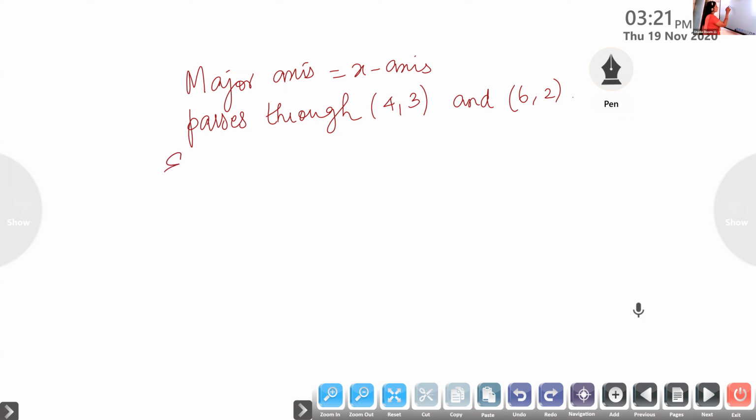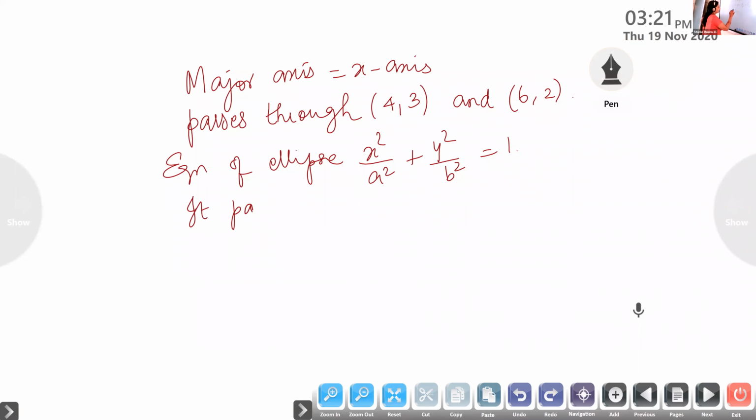So the major axis is the x-axis. What will be the equation of the ellipse? It is x square by a square plus y square by b square equal to 1, isn't it? Now it is given it is passing through the point 4, 3. Now listen children, it's again a different question. So substitute x as 4 and y as 3.